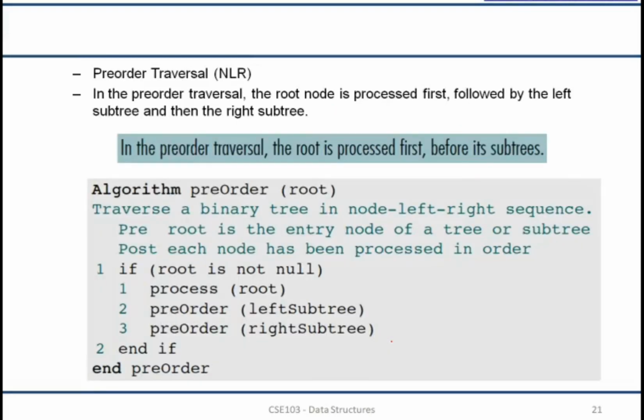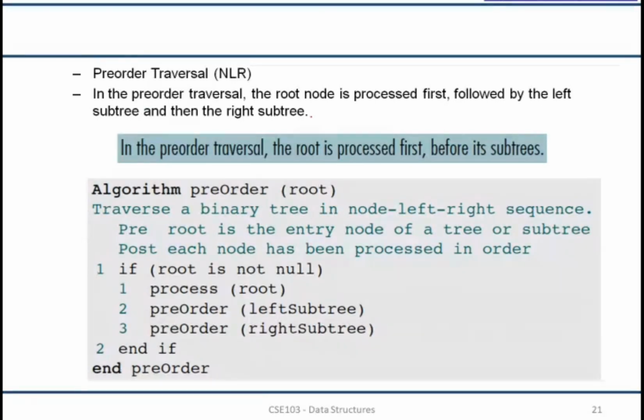Now pre-order traversal. Pre-order traversal is given as NLR. N means root node, then left node, then right node. N is a root node. So we visit the root node first, then the left child node, then the right child node. In pre-order traversal, the root node is processed first, followed by the left subtree and then the right subtree.